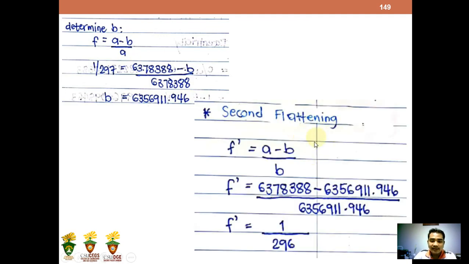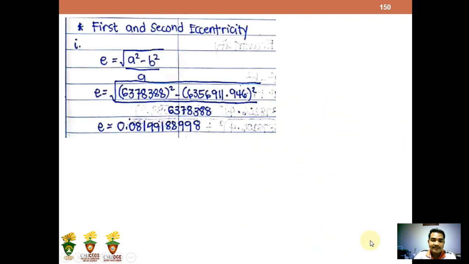For second flattening, we have this formula: f prime is equal to a minus b over b. Since we derived the value of b and a is given, substitute those values, then you can have the value of second flattening to be 1 over 296. So f prime now is equal to 1 over 296.